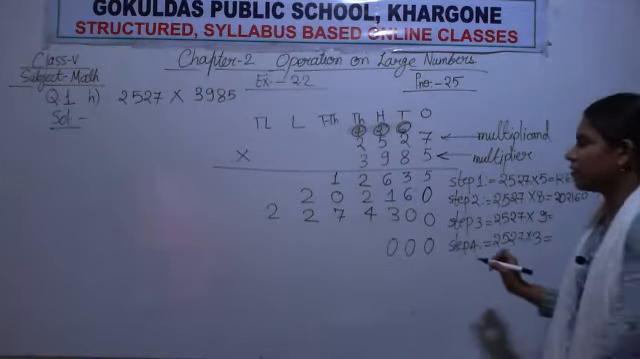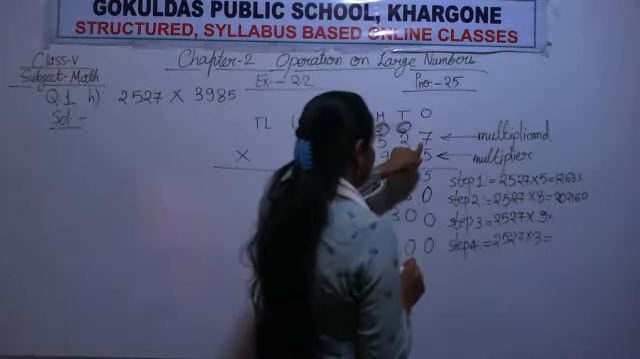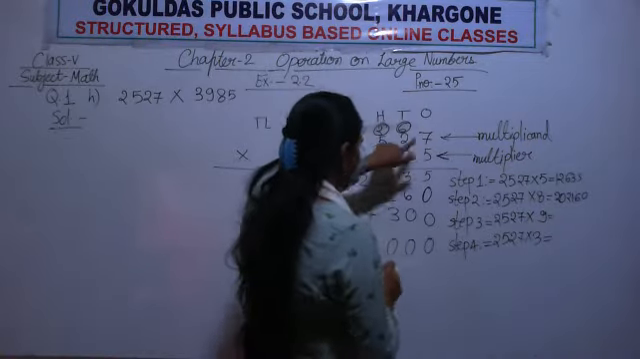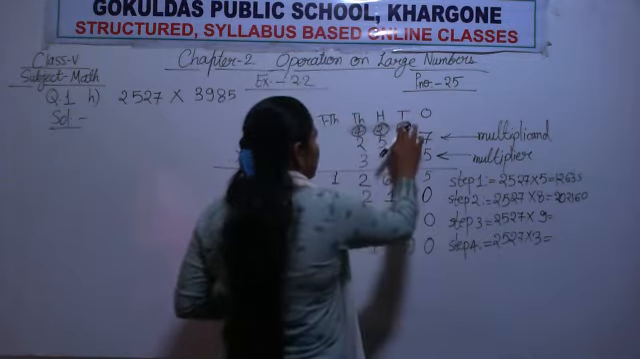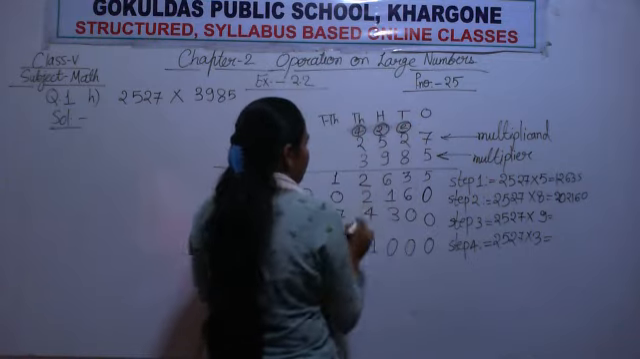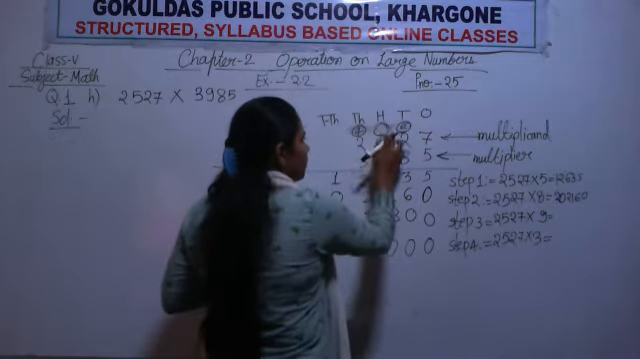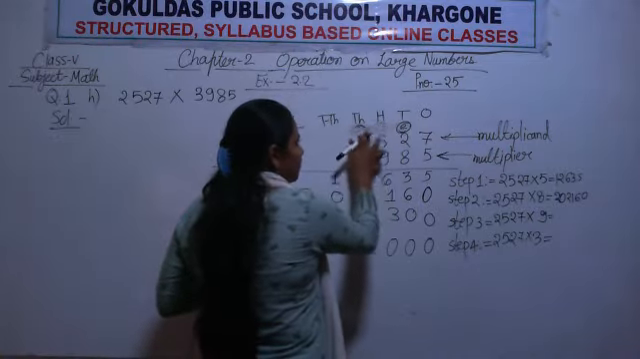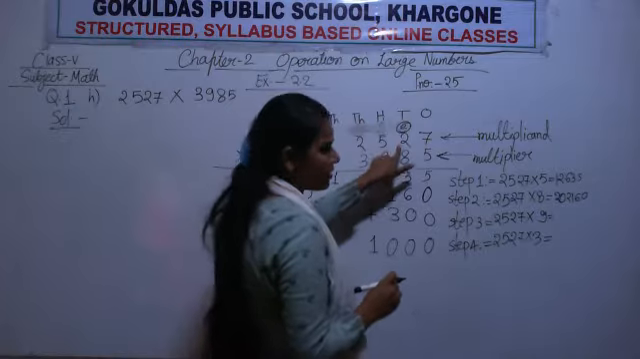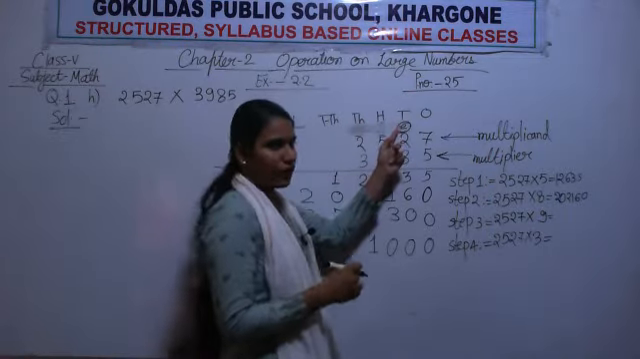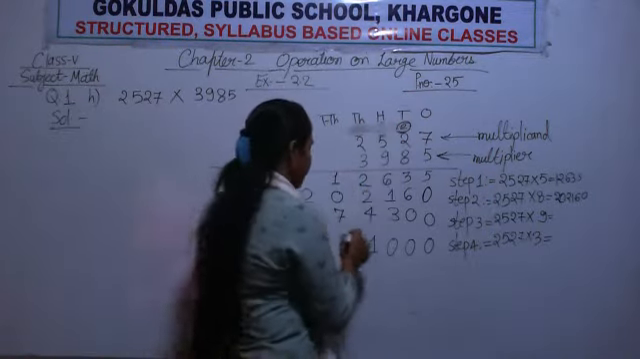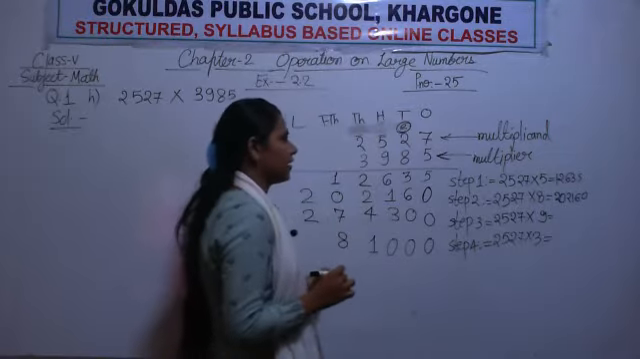3 sevens are 21. So 1 here, 2 is carry. 3 twos are 6, and 2 is carry, so you will add 2. 6 plus 2 is 8. So you will write 8 here.